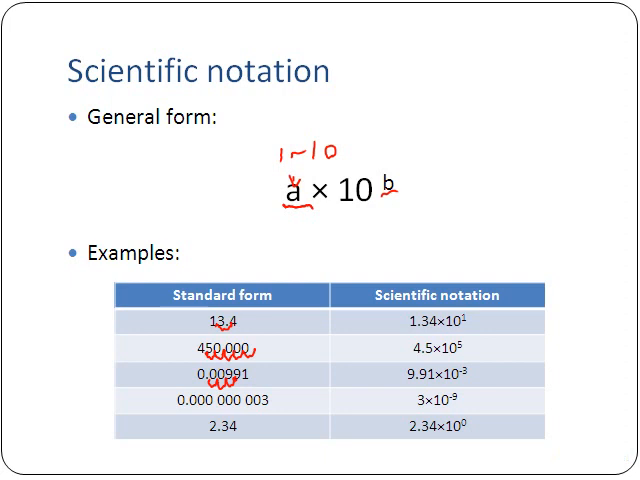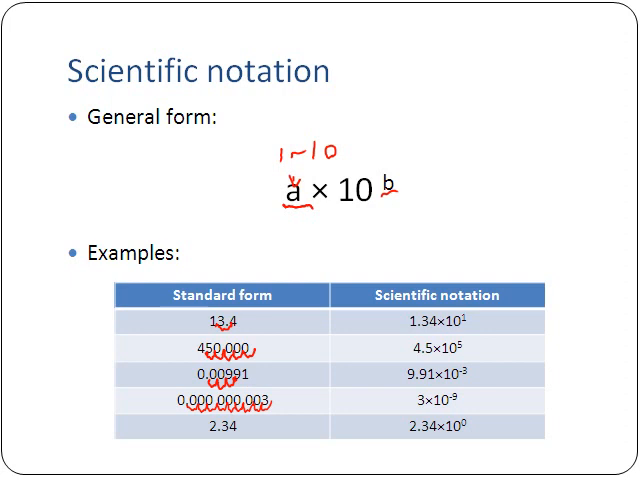Our next one, also smaller than 1, so we'll have a negative exponent. How many spots do we have to move over? We have to go over 1, 2, 3, 4, 5, 6, 7, 8, 9 spots. So this would be 3 times 10 to the negative ninth.